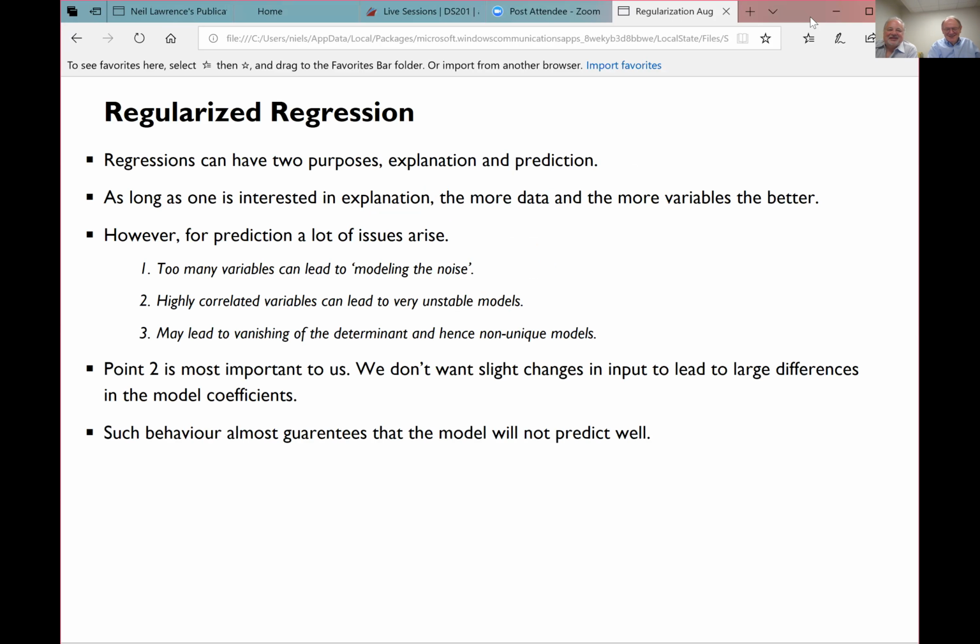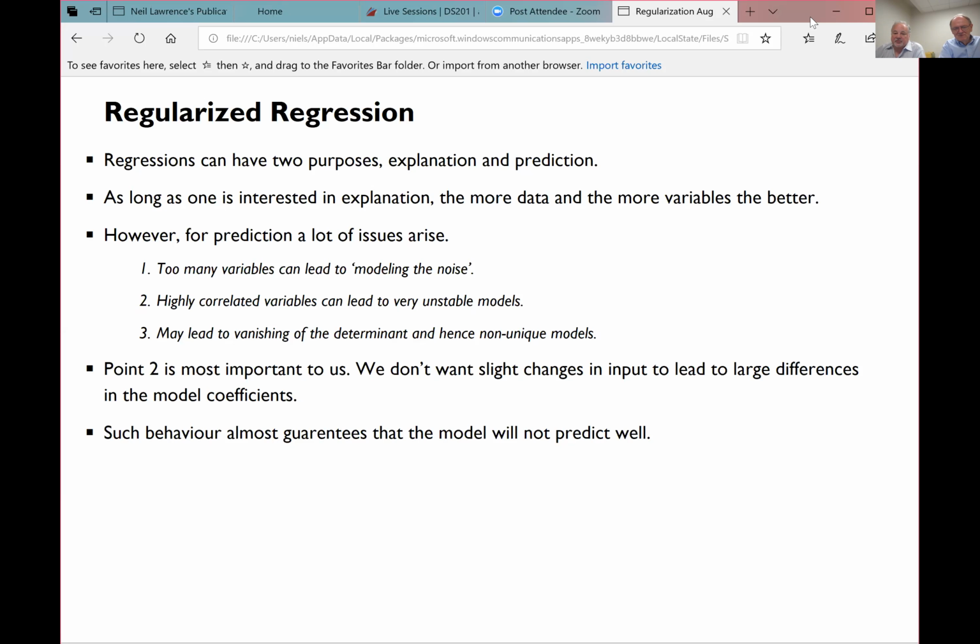Okay. All right. So I'm just going to give a slightly different take on regularized regression. And I'm mainly going to discuss it in the context of linear regression as opposed to logistic regression. As Neil showed, everything I'm going to say about regularized regression will work for logistic regression as well.